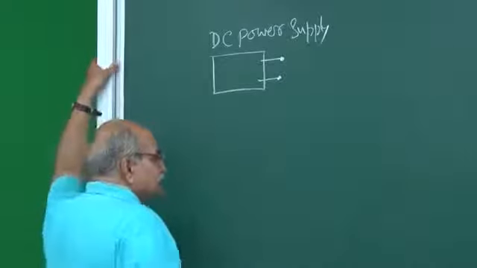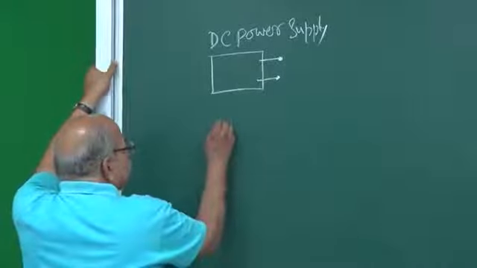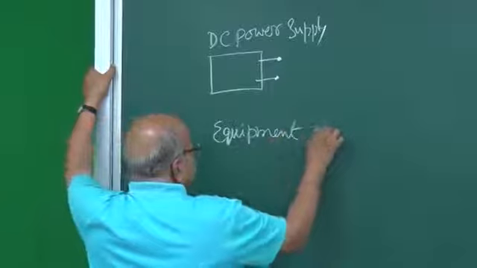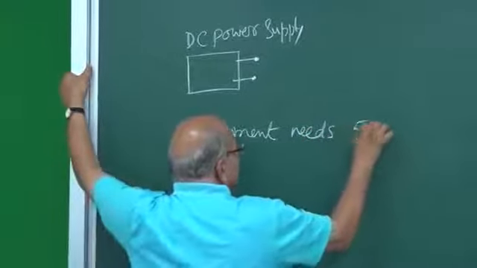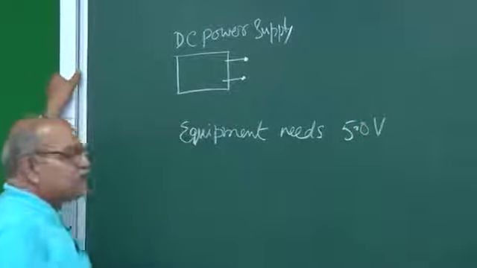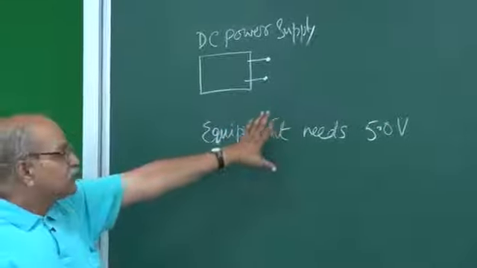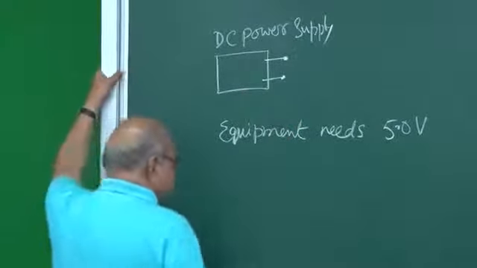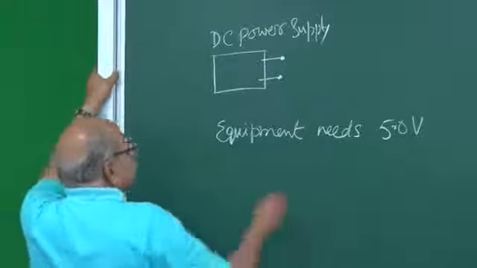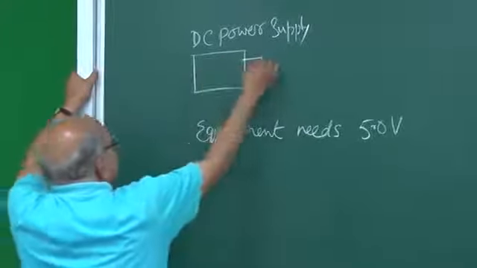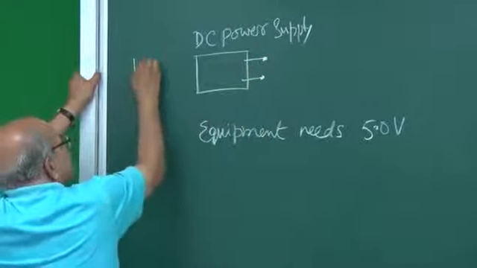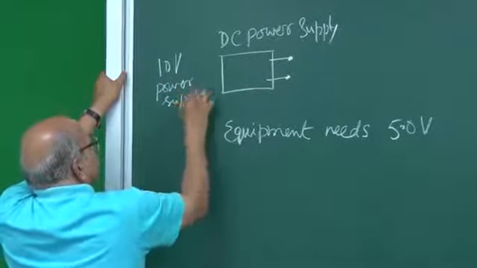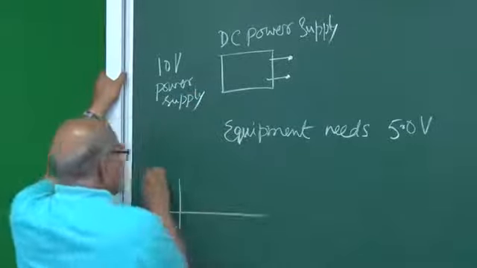Suppose I have some equipment which needs 5.0 volt, not less, not more. What can I do? I can create a circuit. I can take this power supply here, and suppose this gives me 10 volts. Suppose this is a 10 volt power supply. So it is supposed to give me 10 volts.